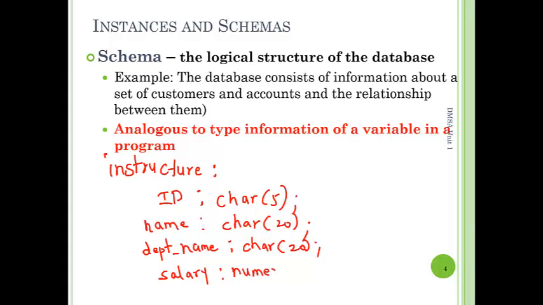numeric value up to 8 digits, with 2 decimal places, and this is the end. So this is the type information of a variable in a program, or it is called the structure of a database. This is called the schema of a database.